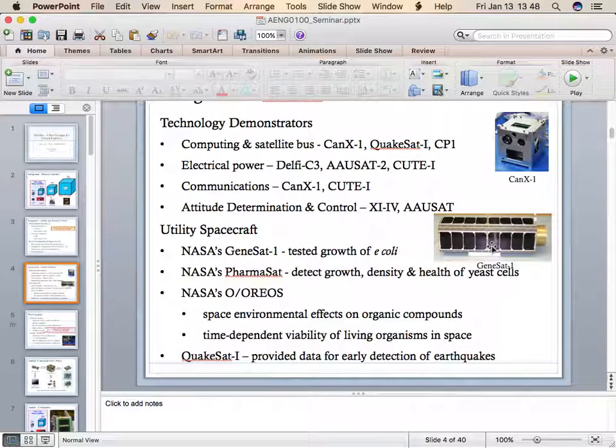This is a NASA satellite. It was called GeneSat. They wanted to test how a particular gene would react in space. Now you know the size of a gene. Can you put an experiment in a small dish to test the growth of a gene or how a particular gene responds to varying environment?